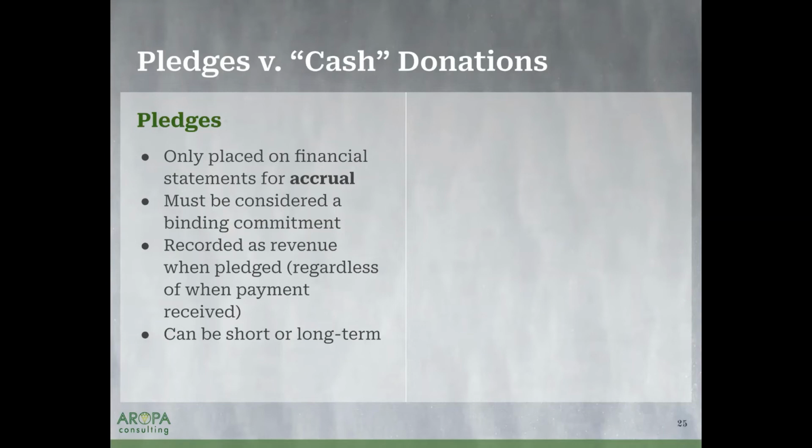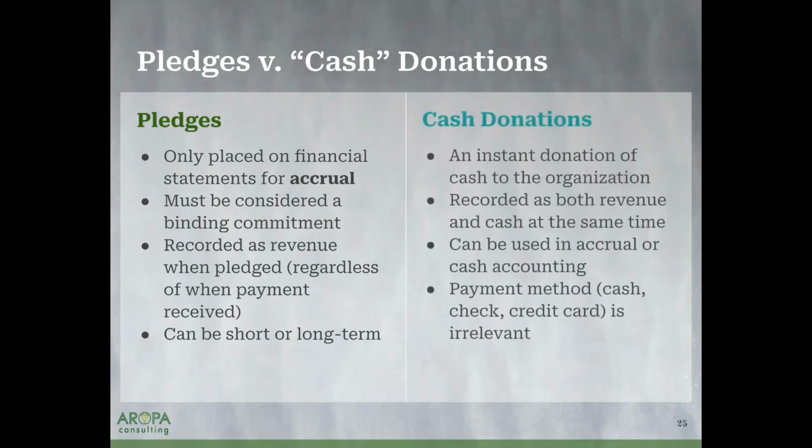So pledges are great. They're a wonderful way to bring in money for your nonprofit and really focused on the future. But like I said, they do have to be recorded as revenue in a specific way, and you do need to make sure that you're capturing that pledge somewhere. Whereas a cash donation is more instantaneous. You record the revenue and the cash at the same time. There's no promise of future payment. It is simply, this is a payment I'm giving you right now.